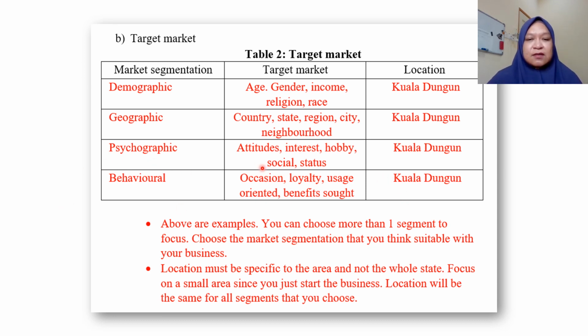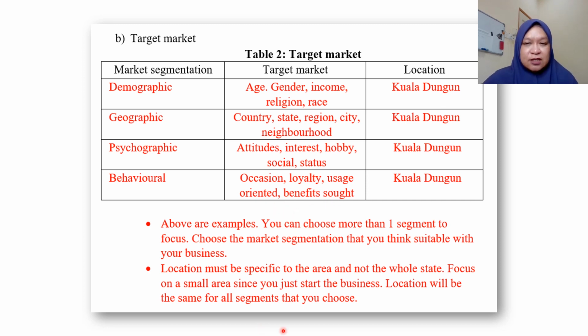Psychographic is based on attitude, interest, hobby, social status, and so on. For example, you open a skateboarding business, so that might be based on hobby, or you sell products or tools for golfing. So that is based on hobby. Next, you can also segment based on behavior. For example, occasion, loyalty, usage, or the benefits.